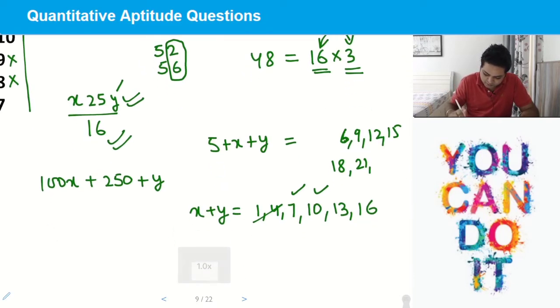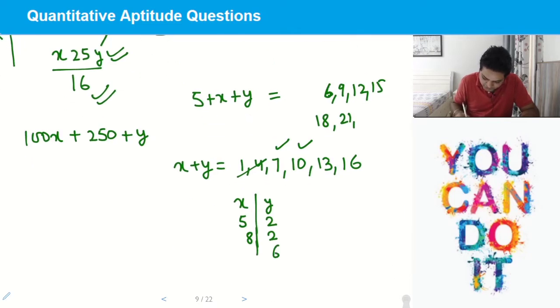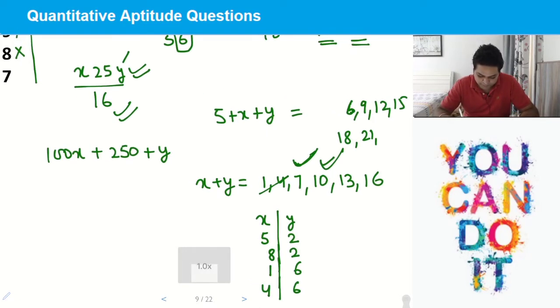That gives us multiple options for x. So if y is 2, x can take either 5 or x can take 8, right? If y is 6, if we take x plus y equals to 7, then x can take 1. If we are taking it as 10, then x can take 4. So these are the 4 possible values that we have.